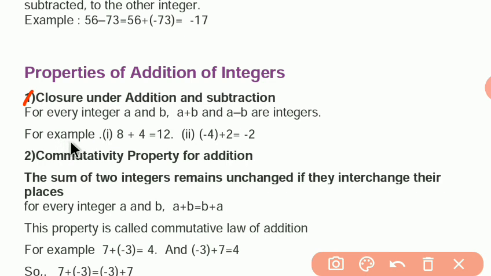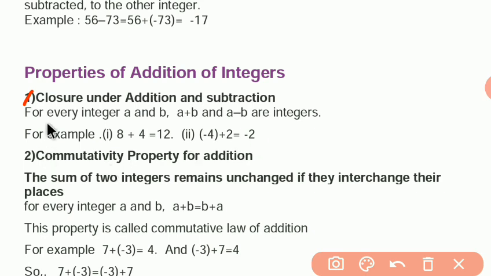We can understand by one example. Here you can see the value of a we have taken 8 and b as 4. If we add, 8 plus 4 is equal to 12. So you can see 12 is also an integer. In the second example, in place of a we have taken minus 4, and in place of b we have taken 2. So minus 4 plus 2, and the sign will be minus because out of 2 and 4, 4 is the greater number and its sign is minus. So the answer will be minus 2, and minus 2 is also an integer.